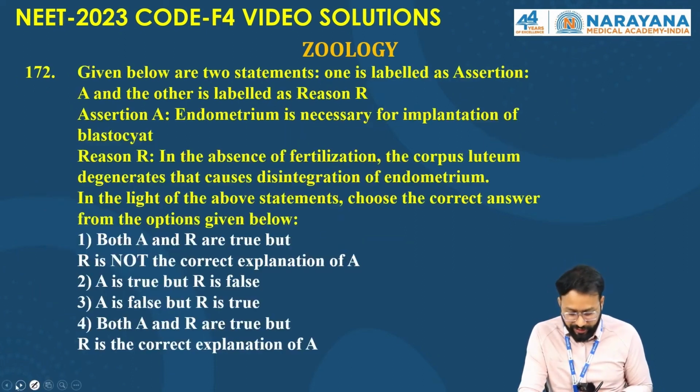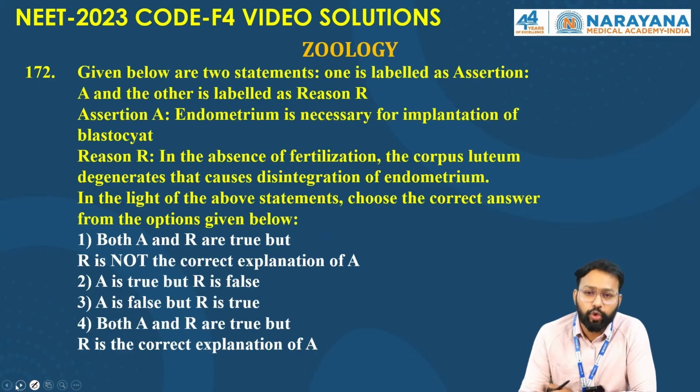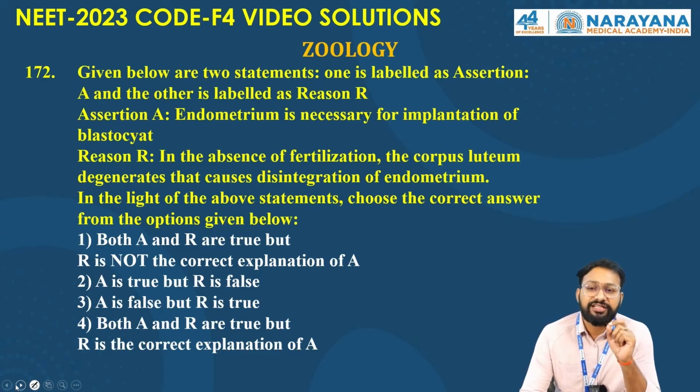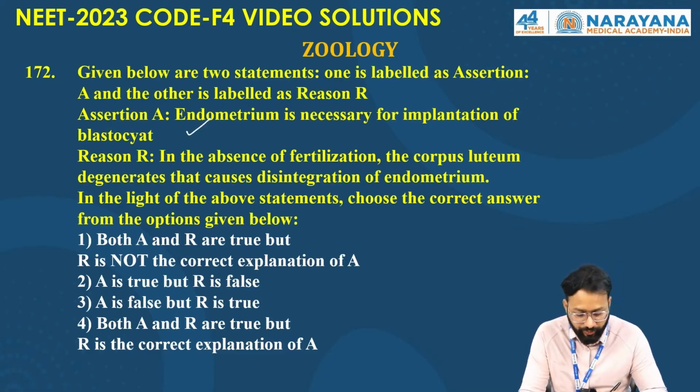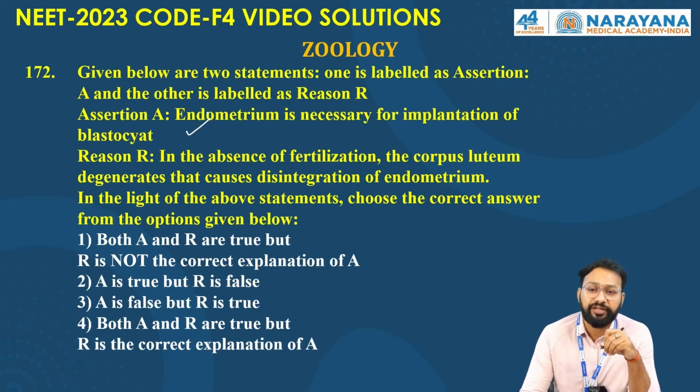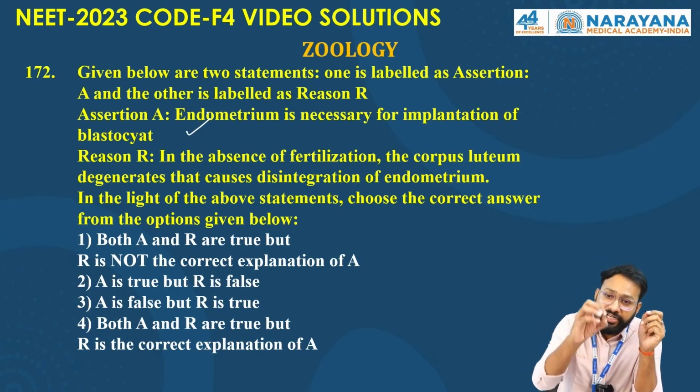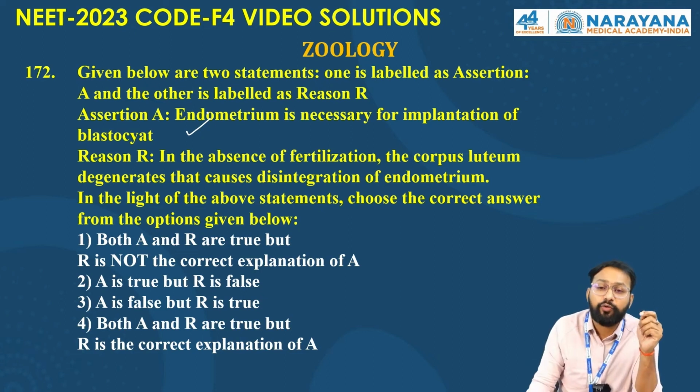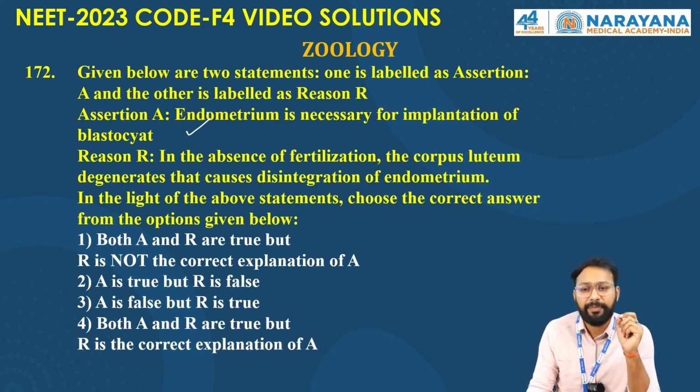Moving to the next question, question number 172. Related to statements again, assertion and reason type. The statement for assertion is endometrium is necessary for implantation of blastocyst, which is very much true. There is a requirement of endometrium in which there is the implantation of this blastocyst. So blastocyst embeds itself into the endometrium wall to gain nourishment for the development, and over there only there will be formation of placenta.